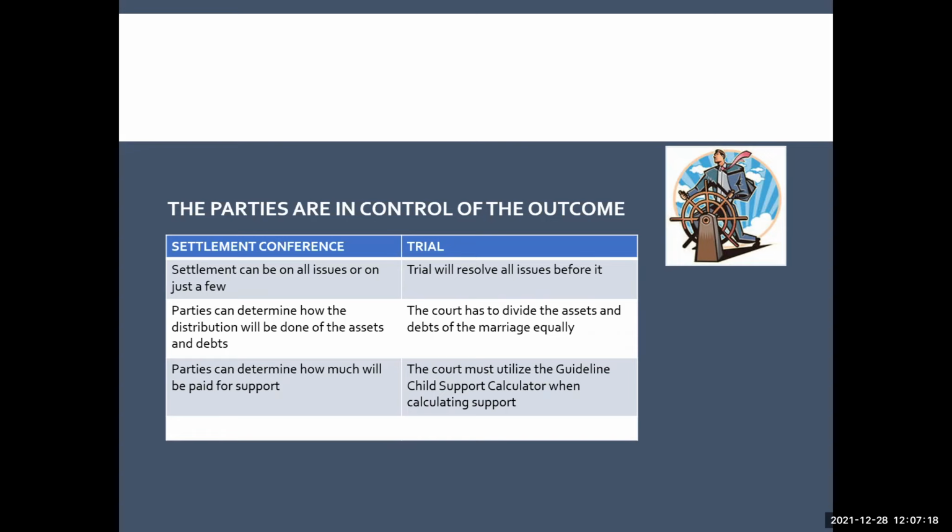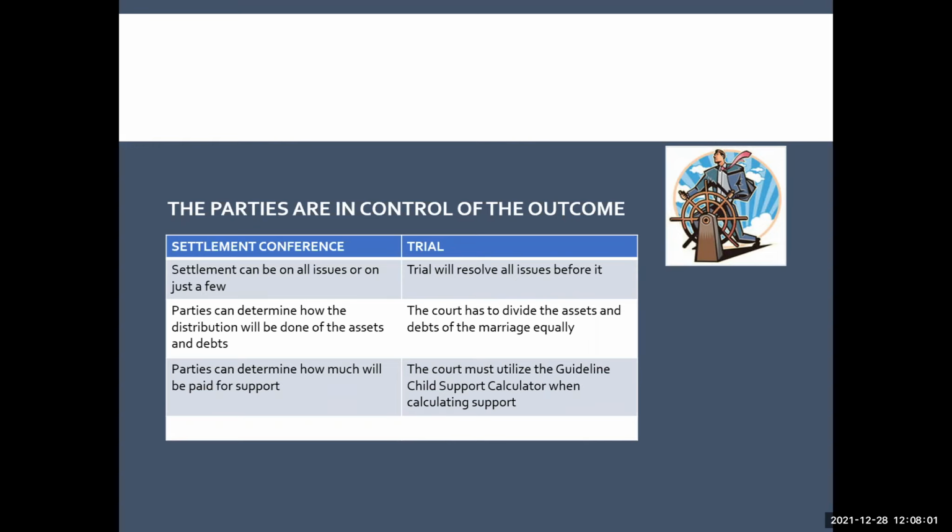The parties can determine how much will be paid for support, whether it's child support or spousal support. And for spousal support, the parties will determine how long the support will be paid for. The court, however, must use the child support guideline calculator when calculating child support. If the parties do not agree to that guideline, the court has very limited discretion to make orders that are non-guideline in nature.